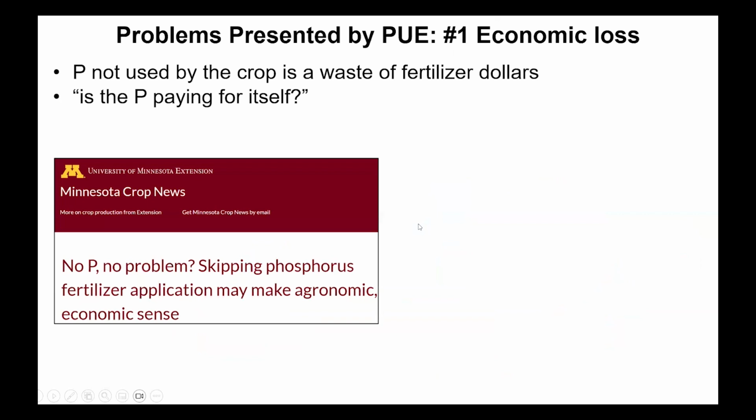So there are three problems presented by having a low PUE that I want to briefly touch on. This is part of why we would care about phosphorus use efficiency, and specifically why we would care about having too low a PUE. The first of three problems is that it's an economic loss. There are investments made by farmers and producers to buy the phosphorus as a fertilizer and to apply it. So the question that we often hear from farmers in the Corn Belt is, is the phosphorus that I'm applying paying for itself? And not really the yield, but the dollars net per acre that resulted from the yield increase.